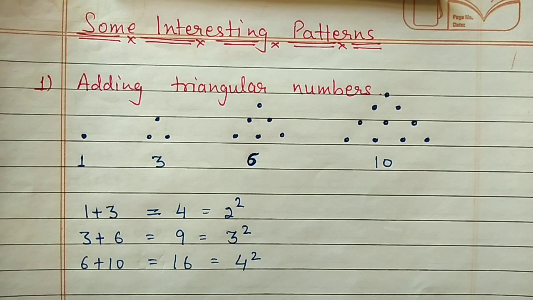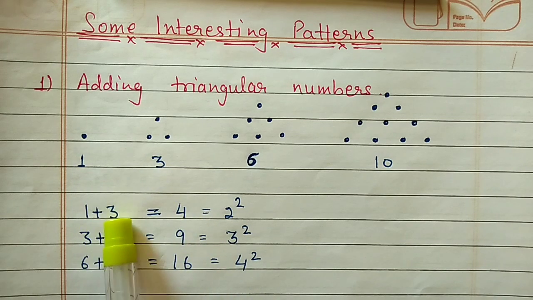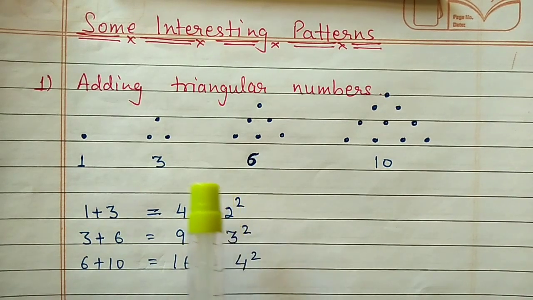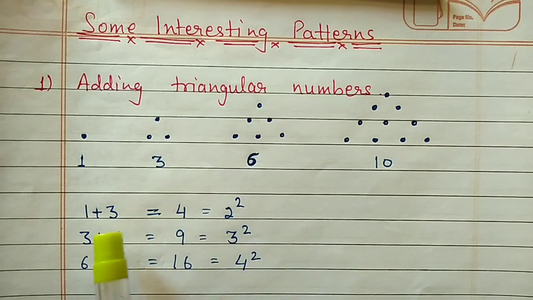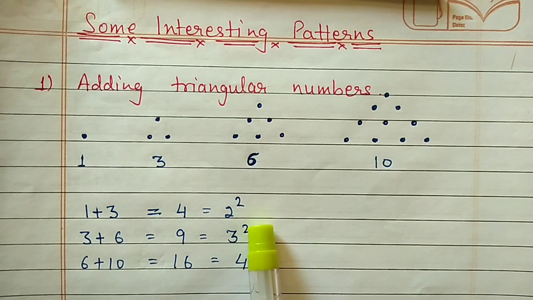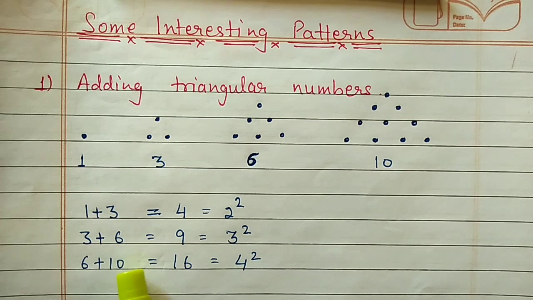If you observe these triangular numbers carefully, you will get some results. If I add the first two triangular numbers, 1 and 3, I get 4, and 4 I can write as 2 square. Next, adding 3 and 6, I get 9, and 9 I can write as 3 square. Next two numbers, 6 and 10: 6 plus 10 is 16, which we can write as 4 square. So adding two consecutive triangular numbers, we will get a square number.